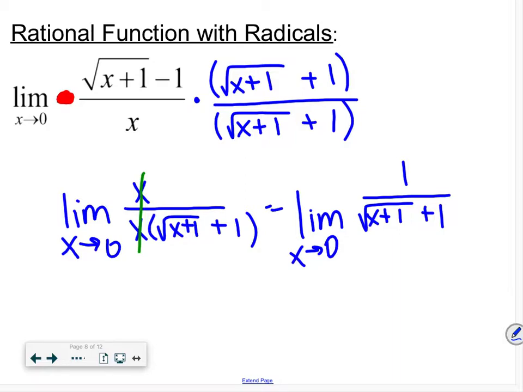Now we can plug in 0 to get 1/2. So we're okay with that conjugate.